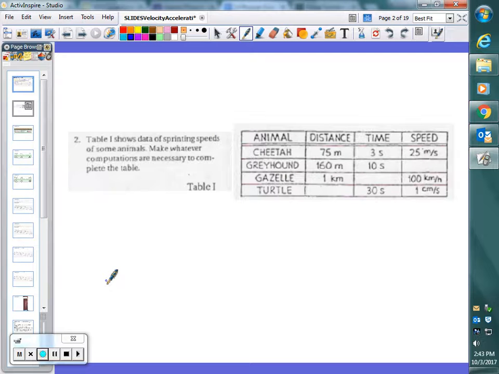Here, do we need to go through these calculations? No. Right? So here, speed is a relationship between 2 things, right? Speed is a relationship between distance and time. So if we know distance and time, we can figure out the speed. Just like there. So for the Greyhound, they gave us how far it went and how long it took us to get there. For the Gazelle, it gave us a distance and a speed, and it wants us to figure out the time.